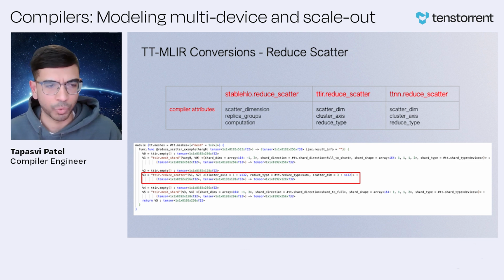So here we have this tensor. We want to scatter across this dimension over here across 2 devices. So the final tensor, or the sharded tensor, is going to be 1 by 128 from 256.